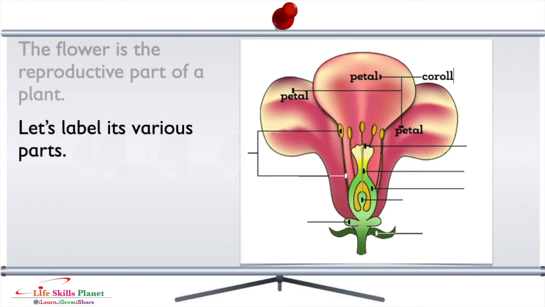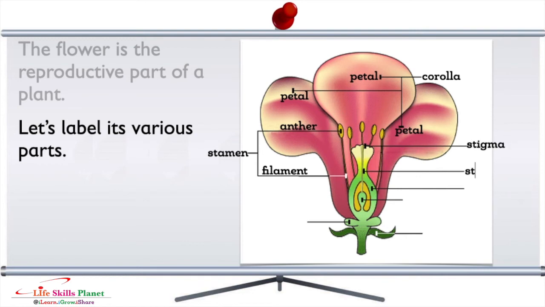The corolla is made of petals. It is brightly colored. The stamen consists of the anther and the filament. Anthers produce pollen, which contains the male reproductive cells in a plant. The pistil is the female part of the flower. It consists of the stigma, the style, and the ovary.